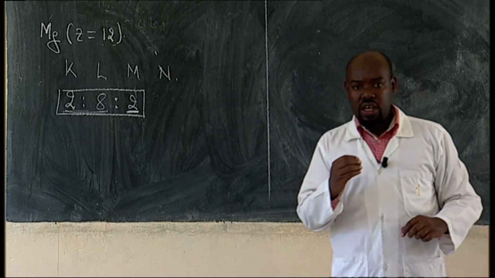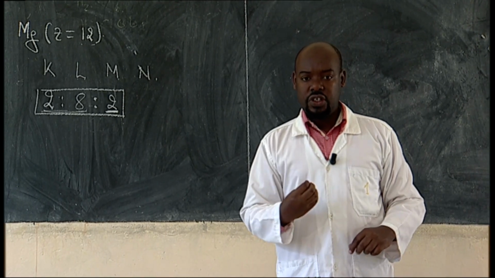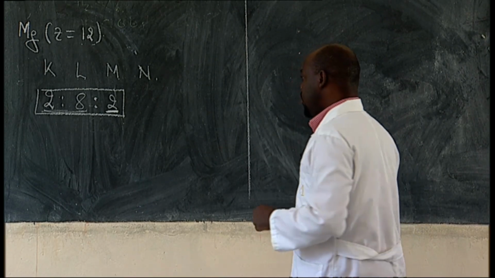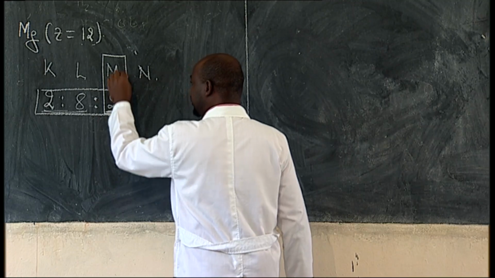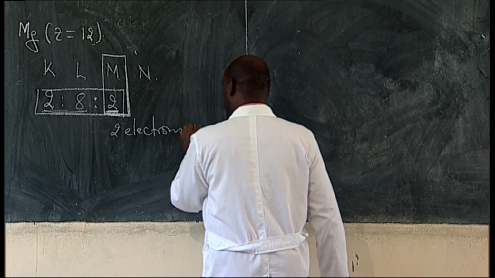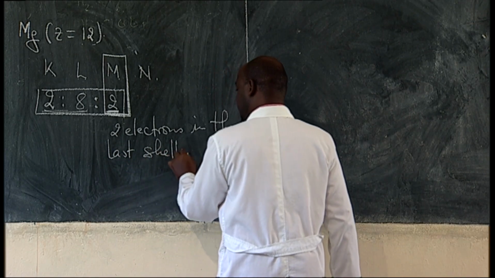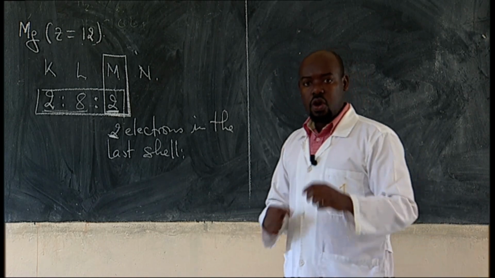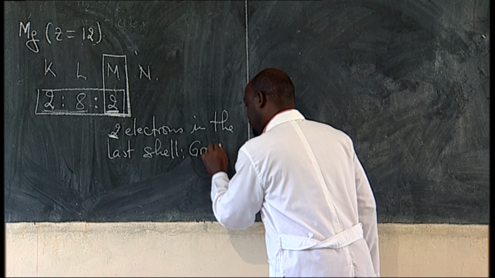Now, how do we determine the group number of a given element from the electronic configuration? You remember that. We use the number of electrons in the last shell. Which one is the last shell? It is M. And how many electrons do we have in the last shell? We have 2 electrons in the last shell. And the number of these electrons in the last shell is equal to the group number. So magnesium belongs to group number 2, group 2.